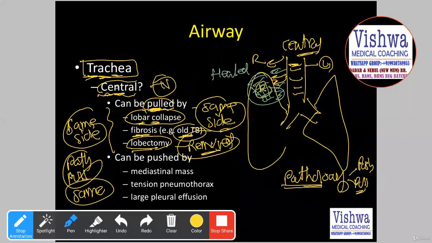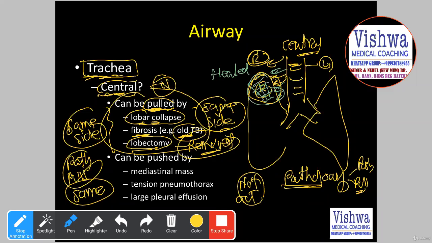So if the trachea is deviated, think about these pathologies: lobar collapse, fibrosis, or surgery. If the trachea is shifted to the right side and this is seen, again, it is not an active pathology right now. It is an old pathology.